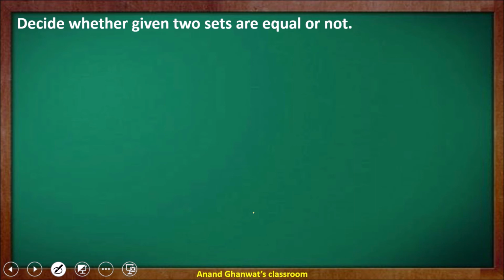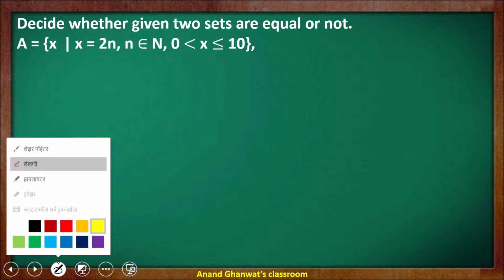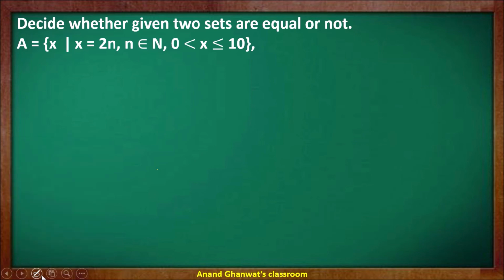Now decide whether the given 2 sets are equal or not. First set. Set A is the set of all x such that x is equal to 2n, where n belongs to natural numbers and 0 is less than x, x is less than or equal to 10. Now enlist the elements of set A.